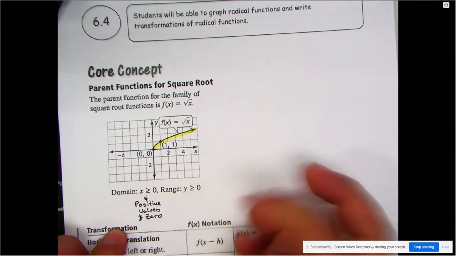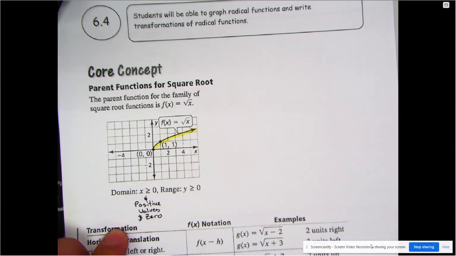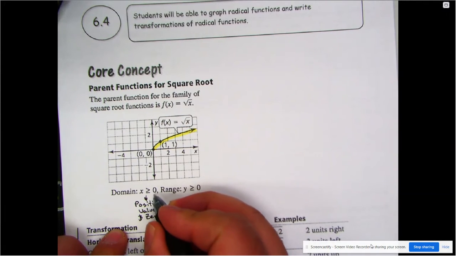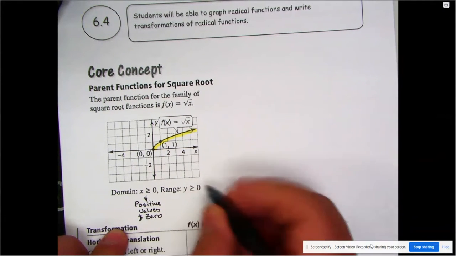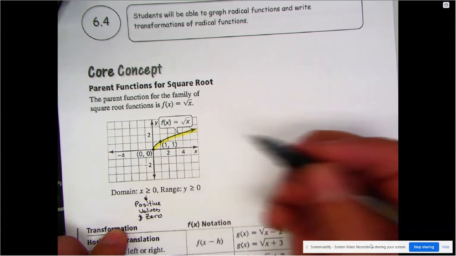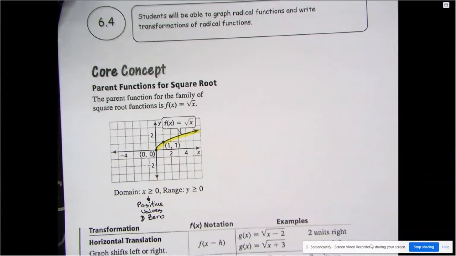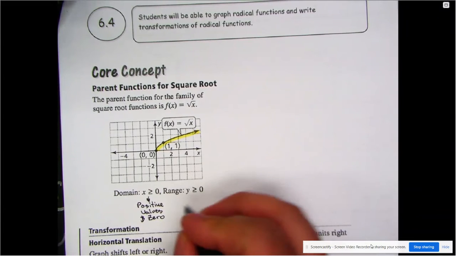And then when it comes to the range, well, for the parent function, based on that 0 value, notice how our graph just goes above, because if you're only going to work with positive numbers, well, then it makes sense that you're only going to get positive values and 0 as well.